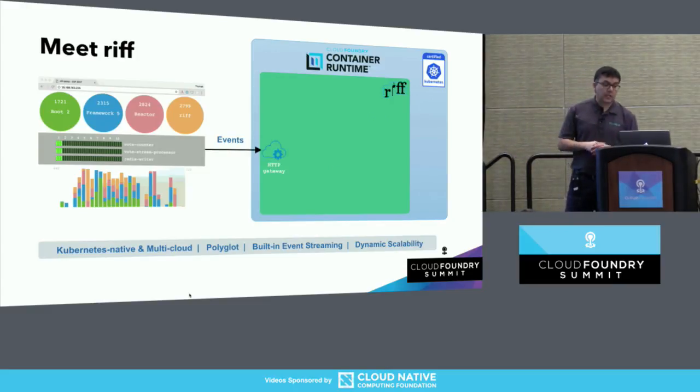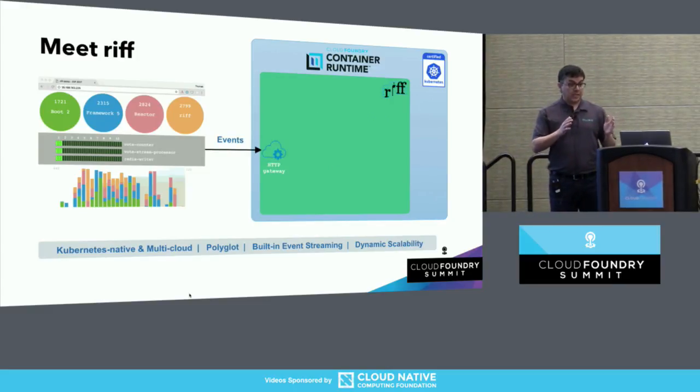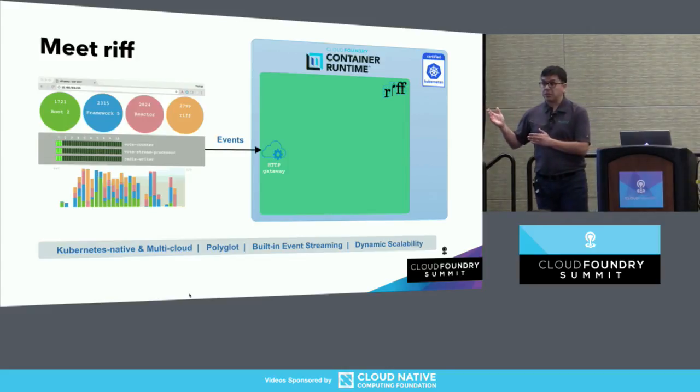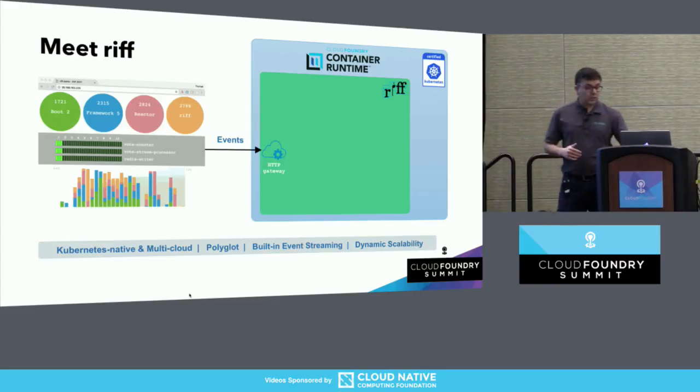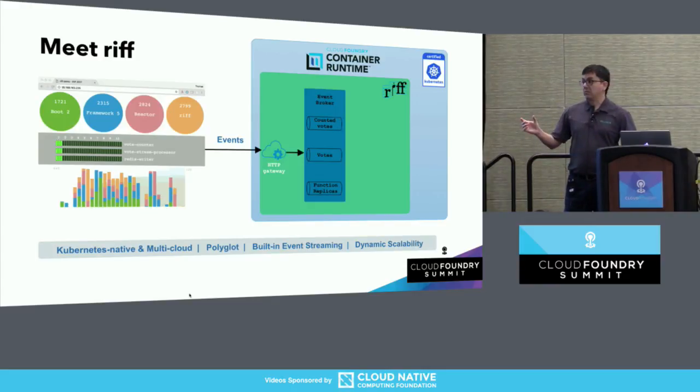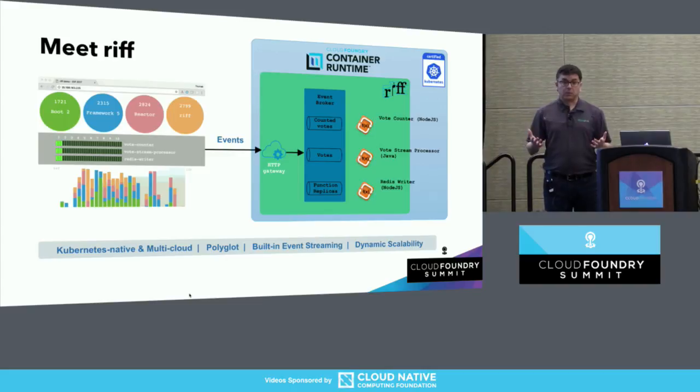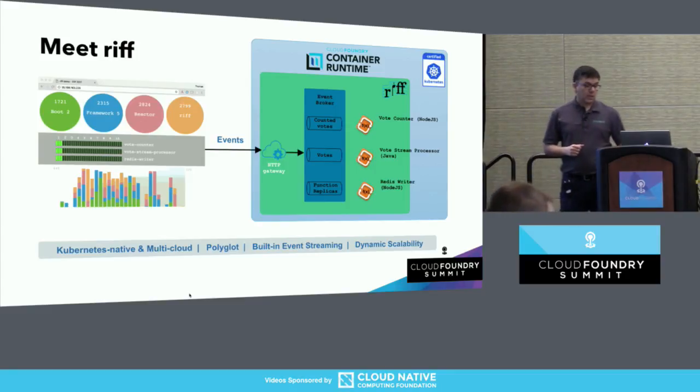How this works is the application sends the votes as events to the internal HTTP gateway from Riff, which in turn transforms those events and publishes them to a votes topic in the event broker that Riff manages for you. Your functions are packaged as containers, Docker containers. We're going to have two Node functions and one Java function.